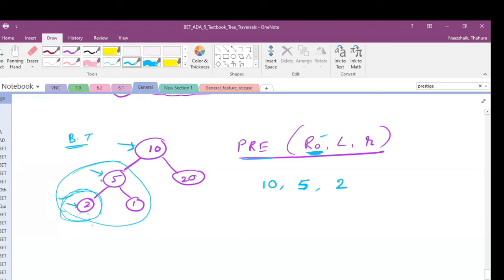So after this, what happens? You go back here. You finished the root, you finished the left subtree. So now you should come to the right. You should pick the right subtree. Which is the root here? 1. Right? It doesn't have any left or right, so you're done with this. You have completed this full subtree, the full left of it.